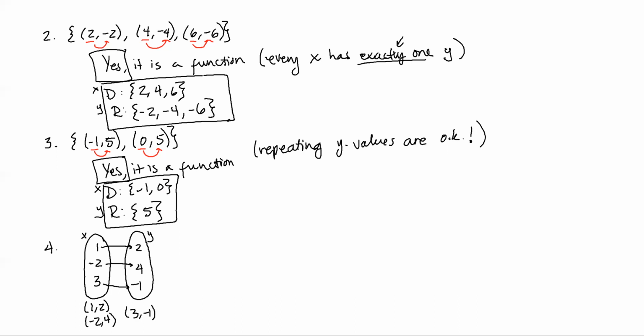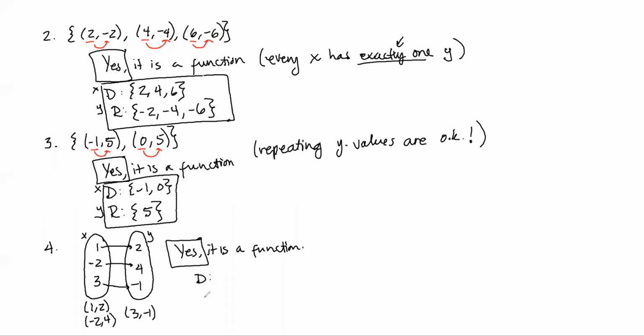So if we want to figure out if this is a function, let's see if we have an x that goes to more than one y. Now this one is actually pretty nice to tell, because if we look at the arrows, this x value of 1 just goes to 2, x value of -2 just goes to 4, and x value of 3 just goes to -1. So every x only goes to one y value, and so yes, it is a function. We'll take a look at one that isn't, just so you can kind of see that.